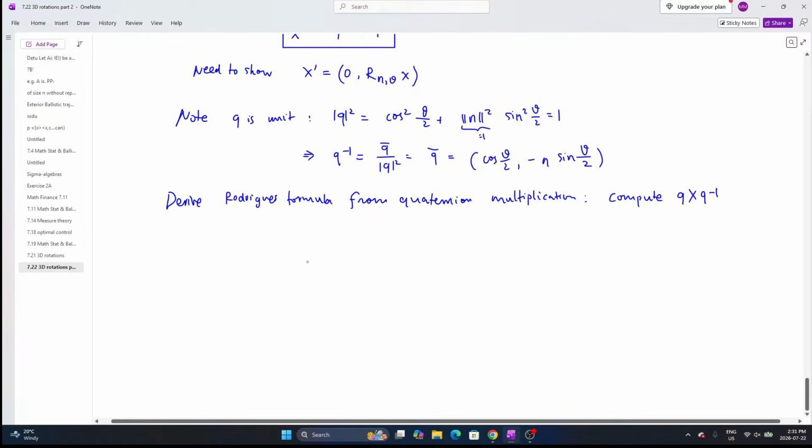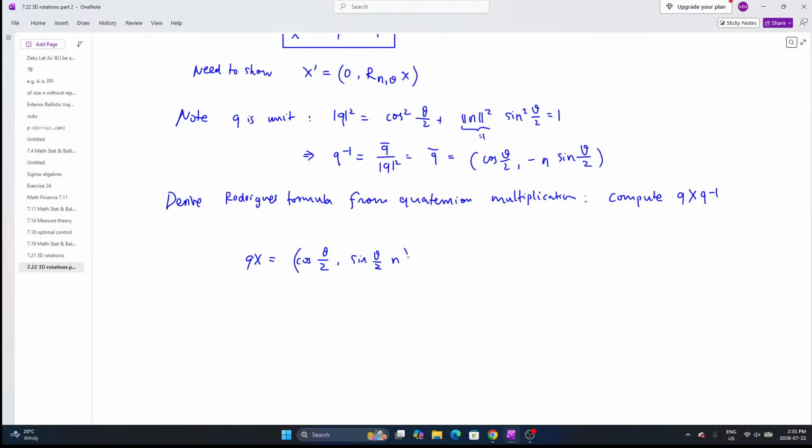So there you go. So Q, as we mentioned, let's just calculate what is Qx. Qx, as we mentioned, is cosine of half theta, sine of half theta n, and x is 0, big X. Big X is 0, vector x. Put a vector here.